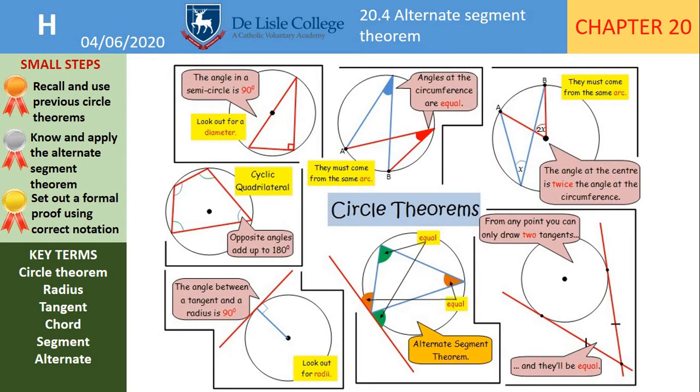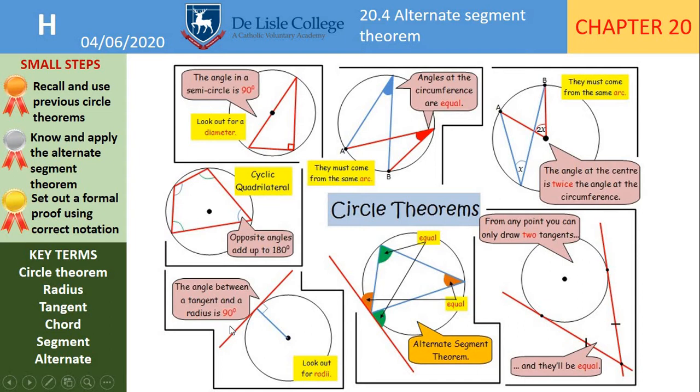So let's just have a recap of all the circle theorems we've looked at so far. The angle in a semicircle is always 90 degrees. Angles at the circumference and in the same segment are always equal to each other. Make sure they always come from the same 2 points. The angle at the centre, so this angle here, is always double the angle at the circumference. The opposite angles of a cyclic quadrilateral add up to 180 degrees.